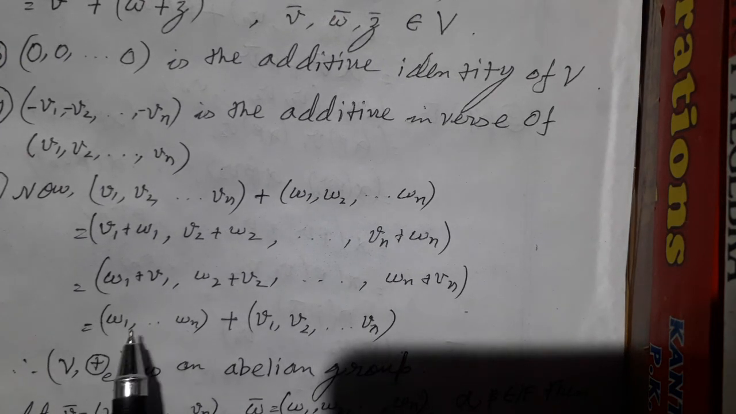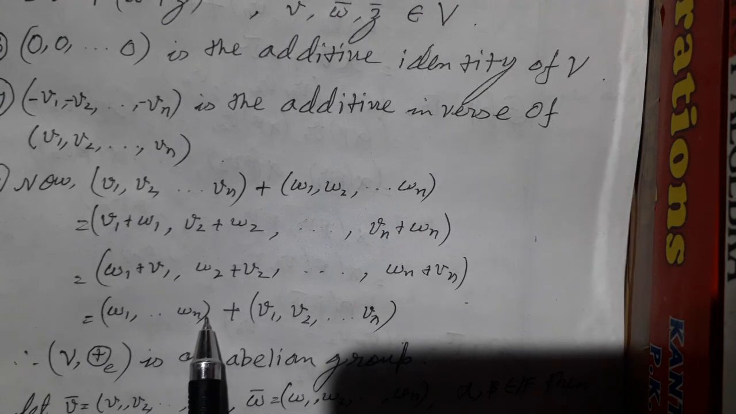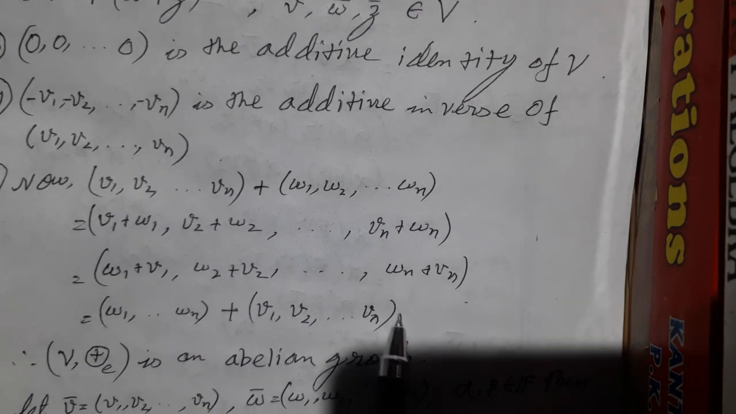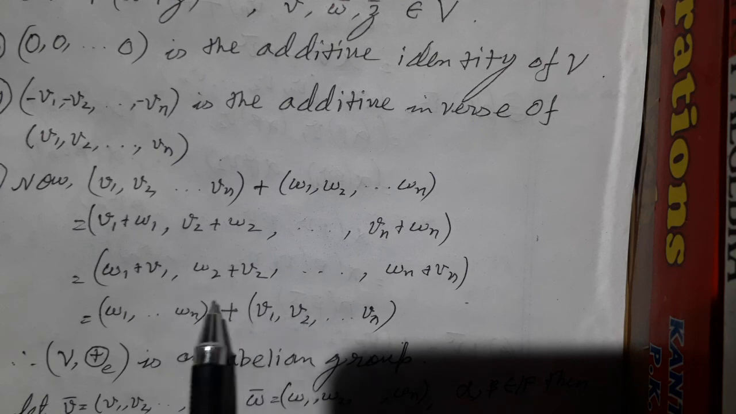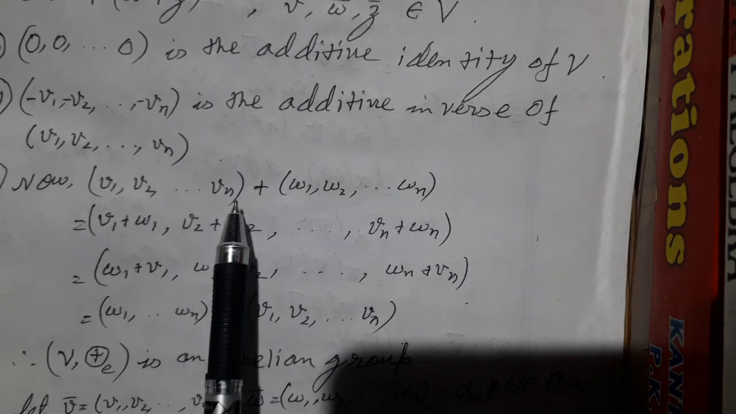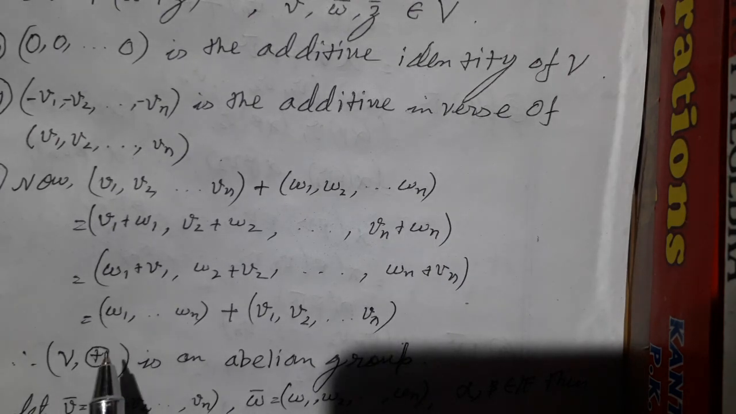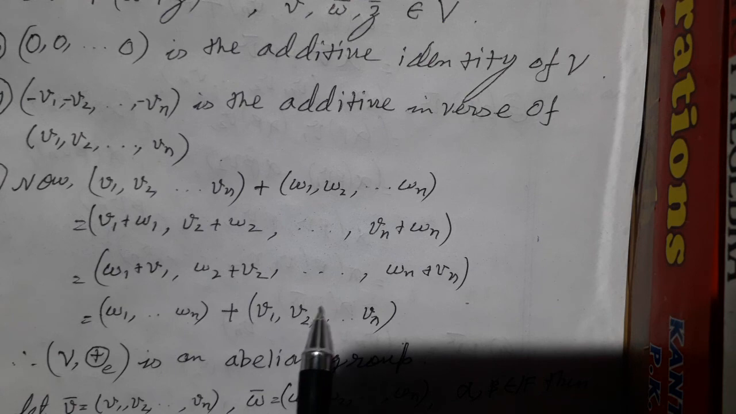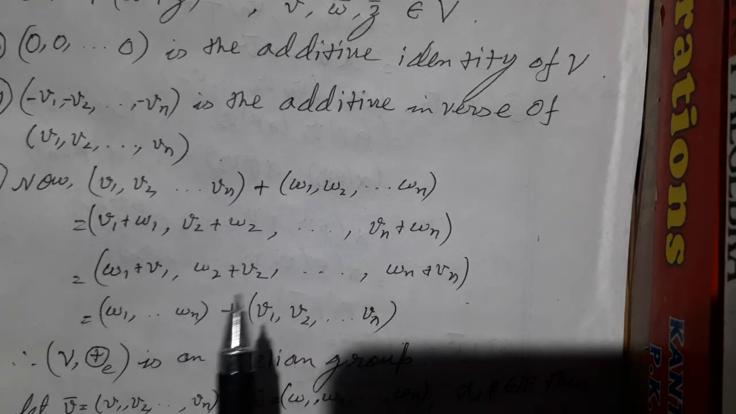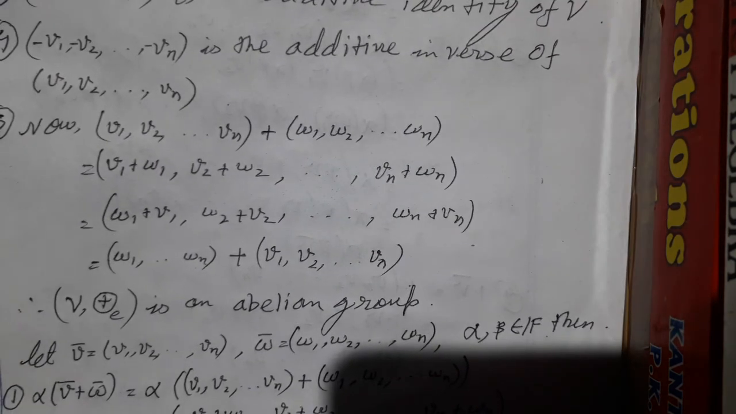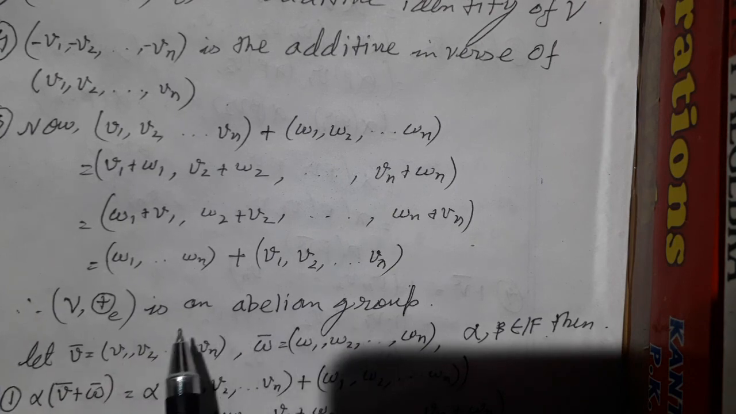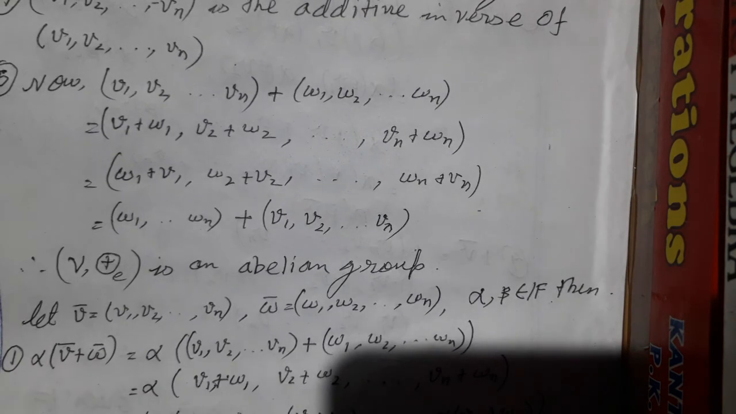Then we can break this into two coordinates. We get W1 till Wn, V1 till Vn. So we have taken V1, V2 dot dot dot till Vn plus W1, W2 dot dot dot Wn, and shown that it is equal to W1 dot dot dot Wn plus V1, V2 dot dot dot Vn. So this plus is abelian, meaning every element is commutative under addition. So V is an abelian group under addition.